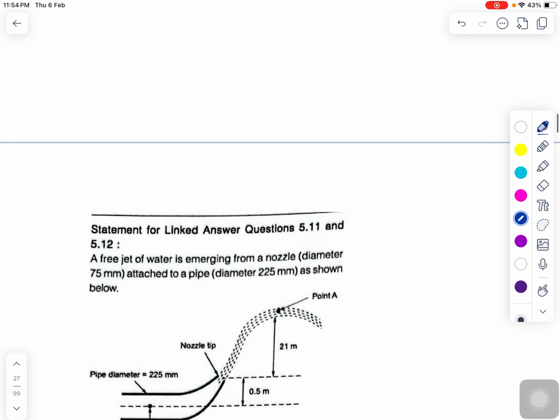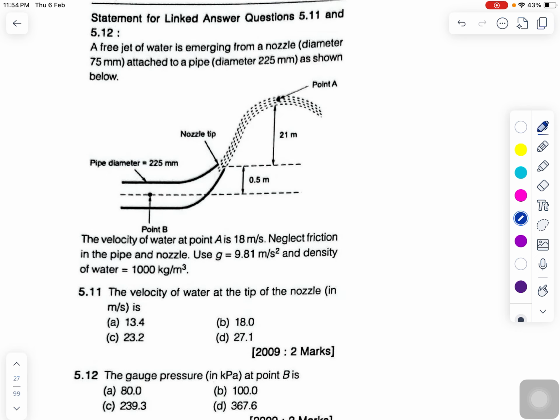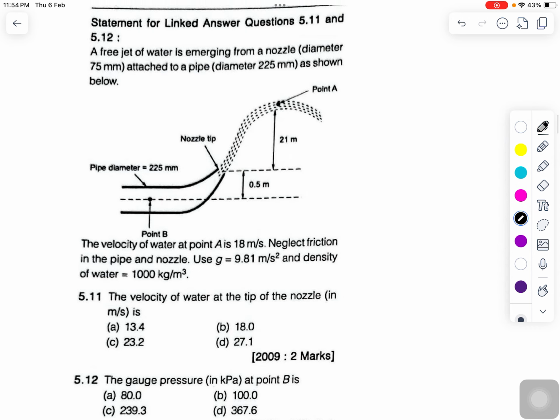Okay. After that, I'll be moving to the next question. Again, this question is very similar to the first question that we have done in this lecture. Here you can see that a free jet of water is emerging from a nozzle, and the nozzle diameter is given to you. So this is the nozzle with a diameter of 0.075 meter, and this pipe diameter is given as 0.225 meter. The velocity of water at point A is already given to you as 18 meter per second.